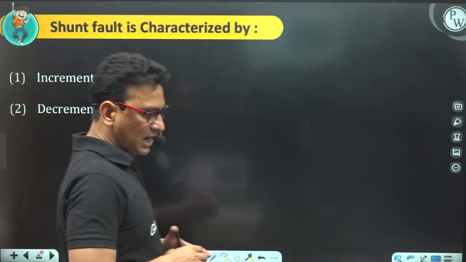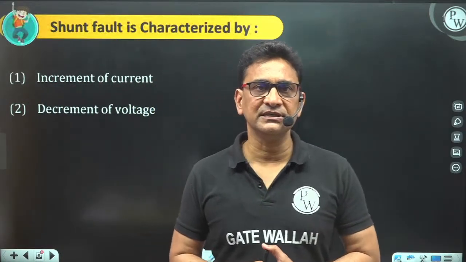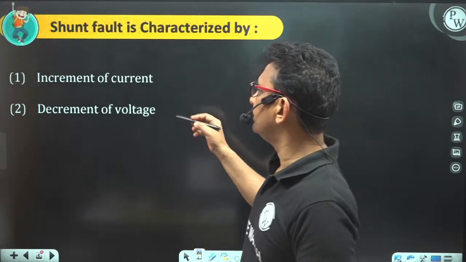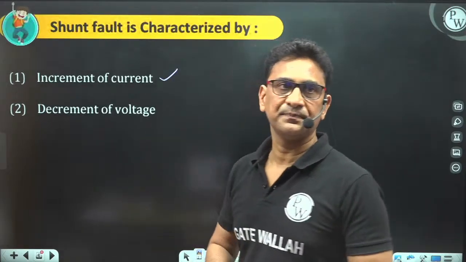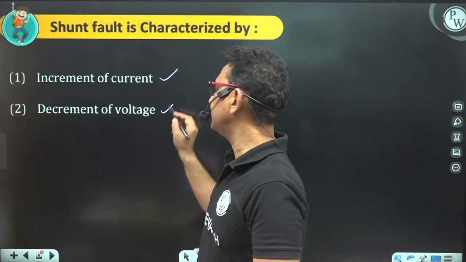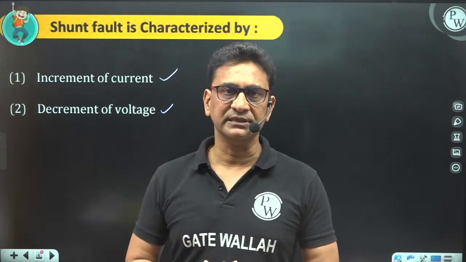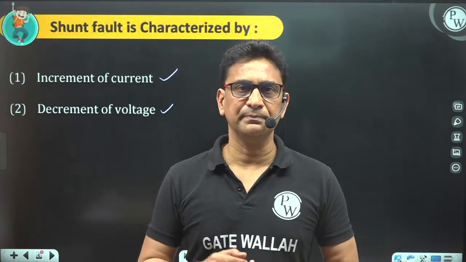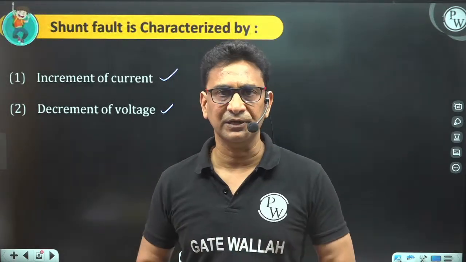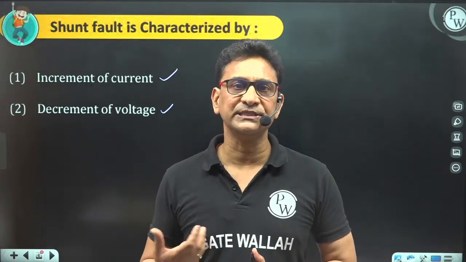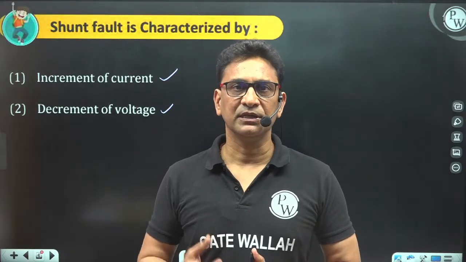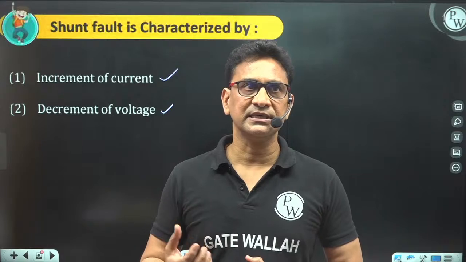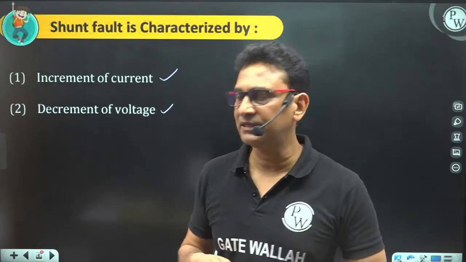Now, how can we distinguish between the shunt fault and the series fault? In case of a shunt fault, the current will increase and the voltage will decrease. During normal condition, at any point, the magnitude of voltage and current will be normal in value. But whenever a shunt fault takes place in the power system, the voltage will be reduced and the current will be increased. This is the characteristic of the shunt fault.